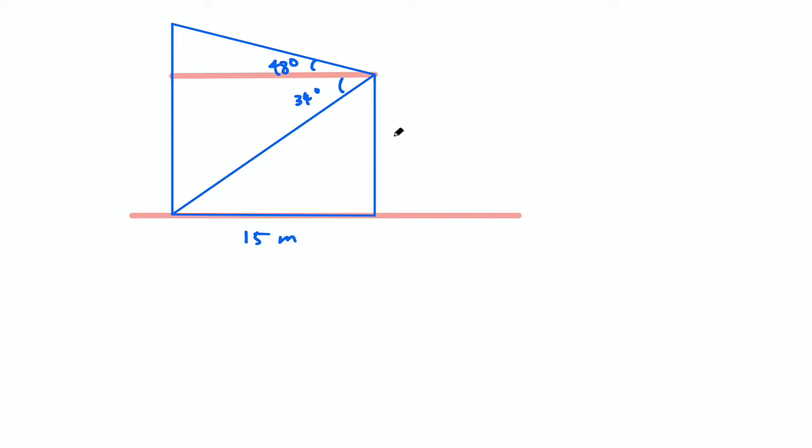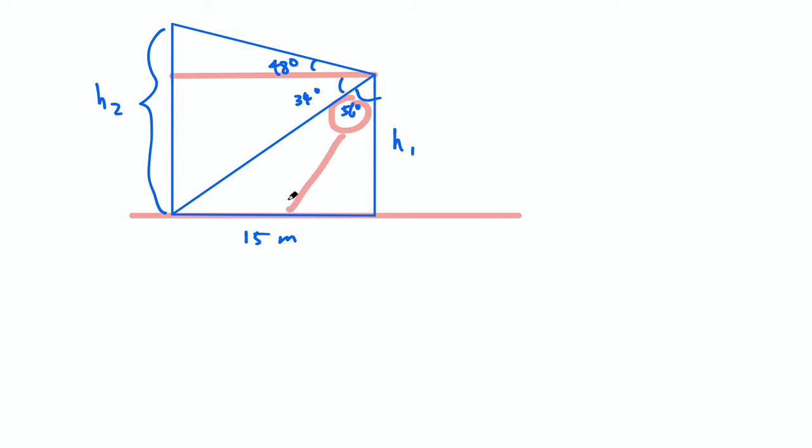Now, let's find this. This is height 1, and the height of the other building is height 2. We can find h1 very easily. This is 15 meters, and I know that this is going to be a right angle. So this angle here is going to be 90 minus 34, so that's going to be 56 degrees.